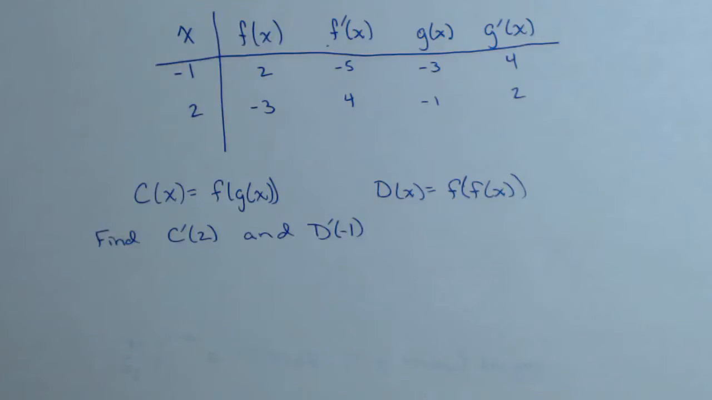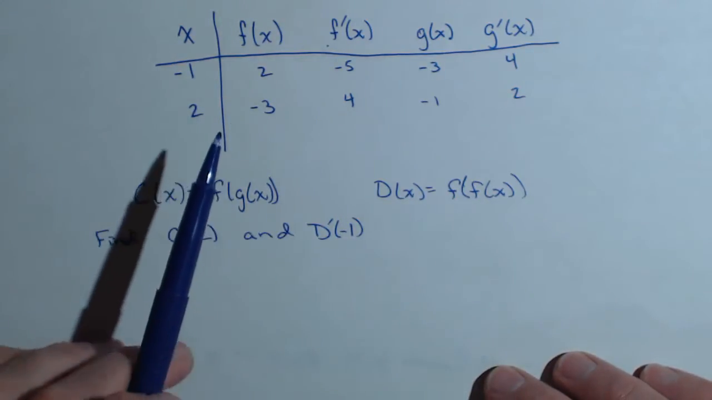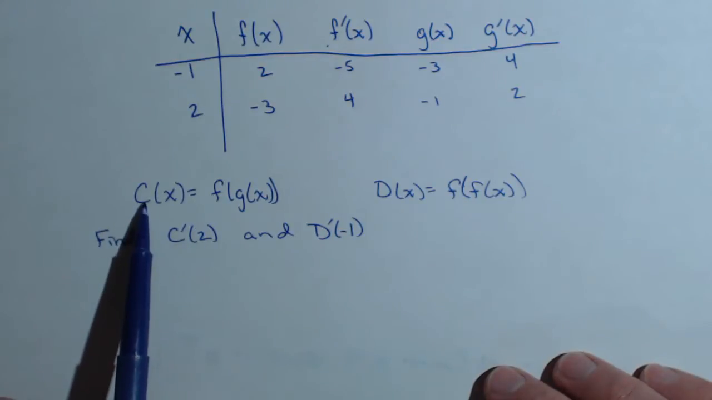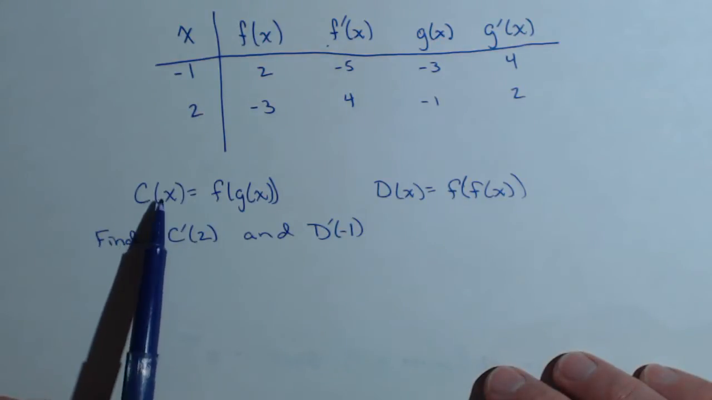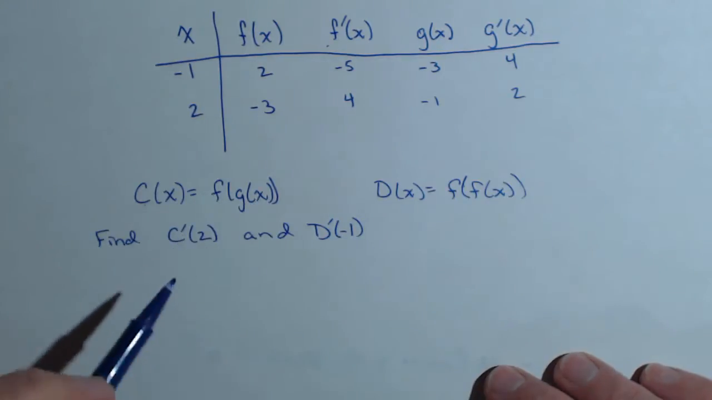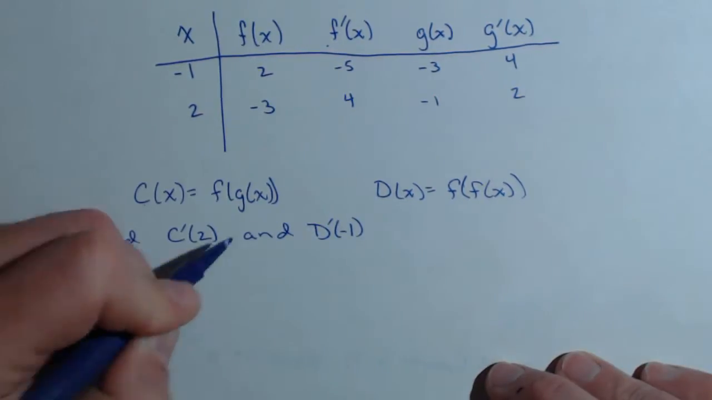In this video, we're going to look at applying the chain rule given just a table of values instead of the algebraic functions to see what these certain derivatives would look like. So first thing we're going to look at is c of x is going to be defined to be the function f of g of x, and we want to find c prime of 2.